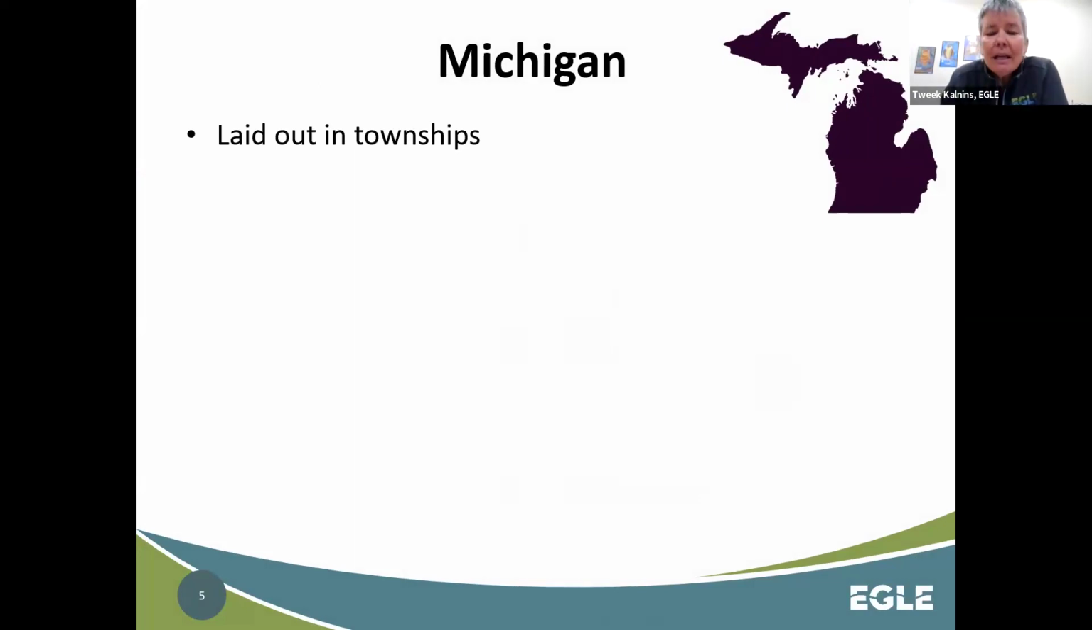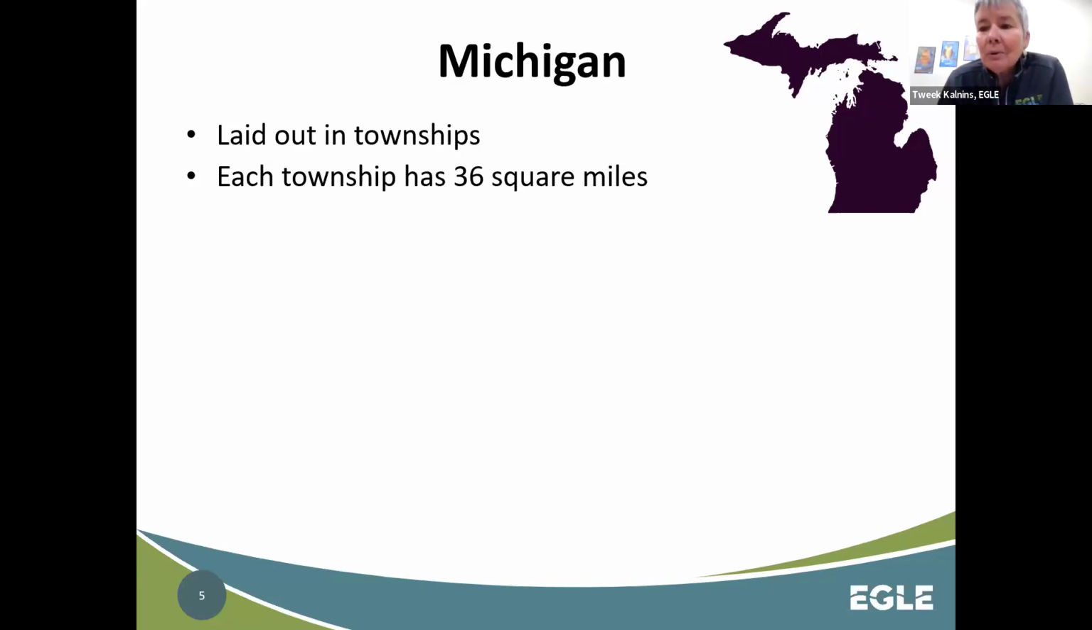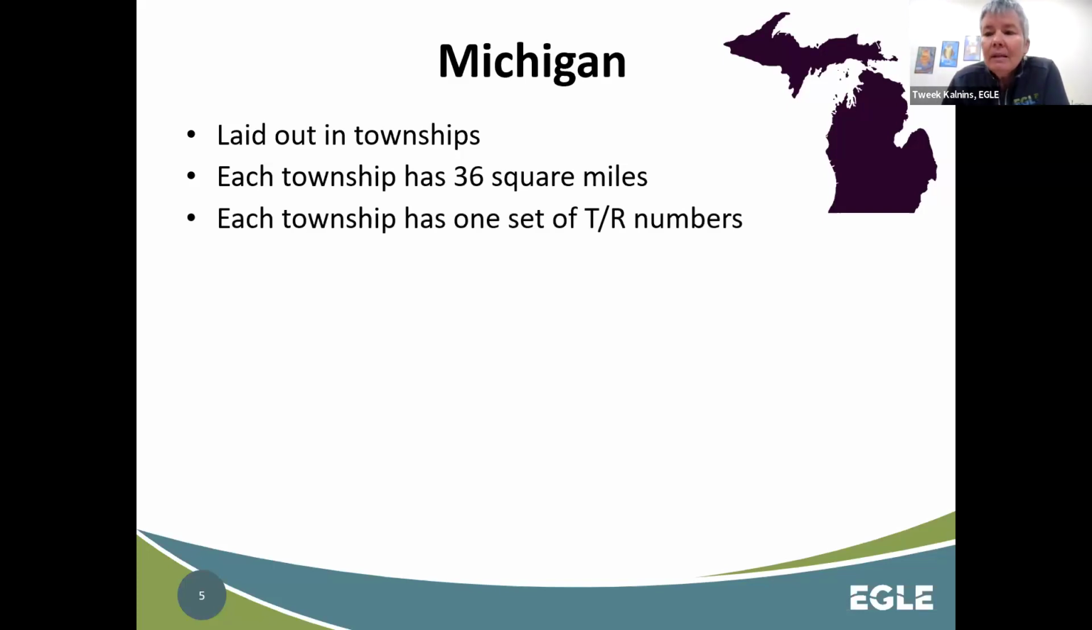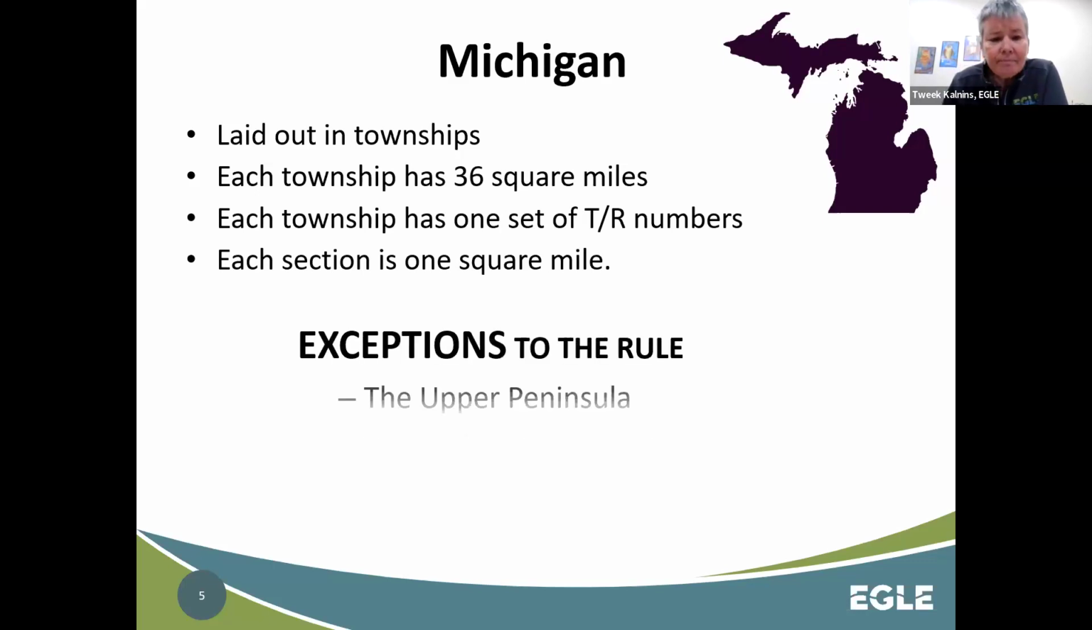Basically, Michigan is just laid out in townships. All you sanitarians know that. Usually you have a certain area of townships that you cover. Each township in general has 36 square miles. Usually each township has one set of town range numbers. That's not always the case, but in general, there's usually only one set of town range numbers. And each section is 1 square mile.